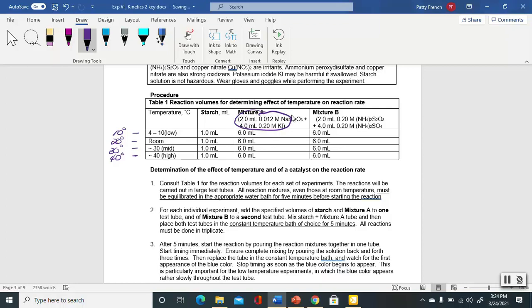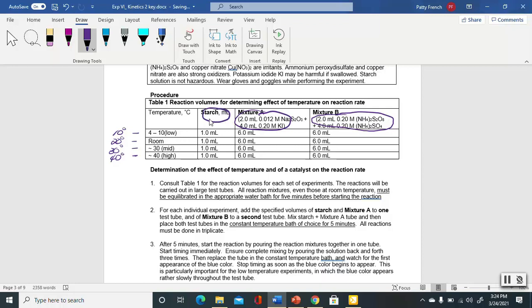Mixture A has the thiosulfate and the iodide. Mixture B has the persulfate and the sulfate. So nothing happens to these until you combine them together. But before you combine them together, it's a good thing to put in our indicator, which is starch.